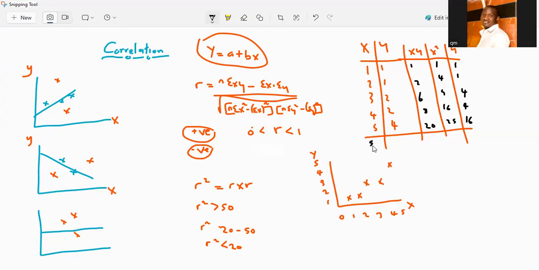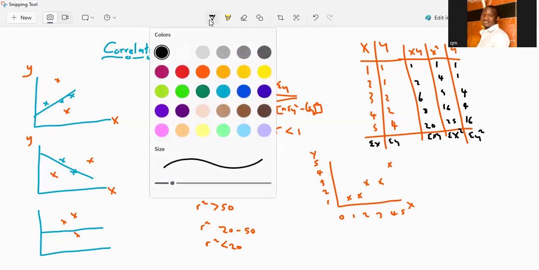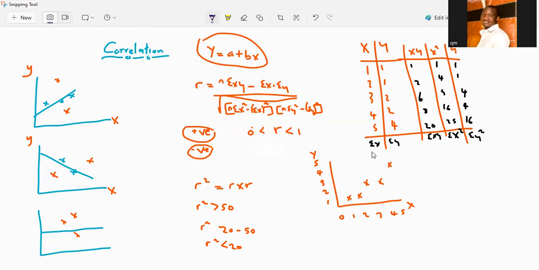This is called the summation of x. This is called the summation of y. This is called the summation of xy. This is summation of x squared. And this is summation of y squared. So we total up here. What are we going to have here? 15, 10, 37, 55, and 26.